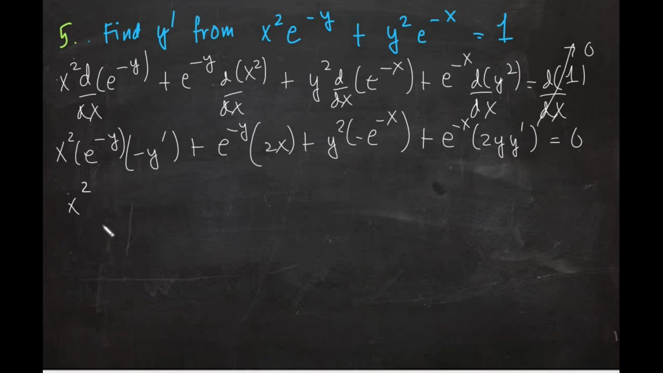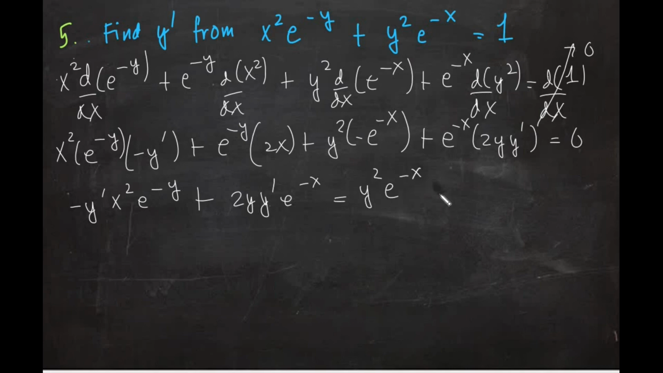So let's group the first term and the last term because they both have y primes. So we have x squared times e raised to negative y. Let's write y prime first: negative y prime times x squared times e raised to negative y plus 2y prime times e raised to negative x. So that is equal to, let's put this first, it will become positive, we have y squared times e raised to negative x minus 2x e raised to negative y.